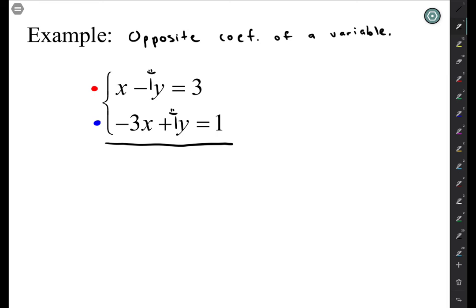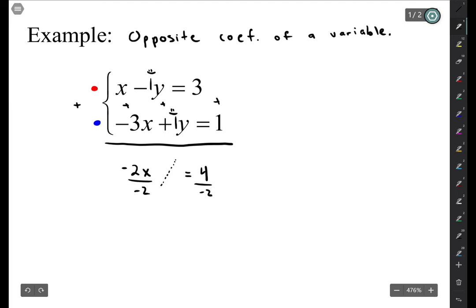What you can then do is just add the systems together. So x minus 3x is negative 2x. Notice what happens here. 1y and negative 1y essentially eliminate, so you don't need to write anything there. It would just be 0. And that equals 3 plus 1, which is 4. Don't forget to add the last column there too. Divide by negative 2. Divide by negative 2. Easy peasy. x equals negative 2.